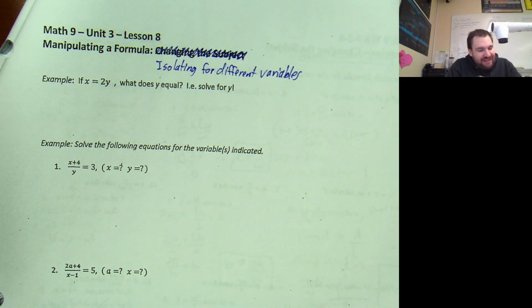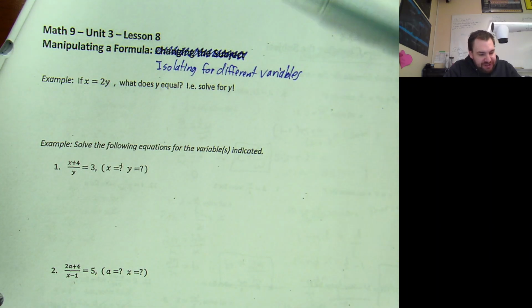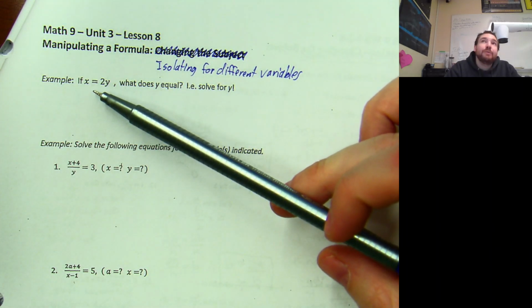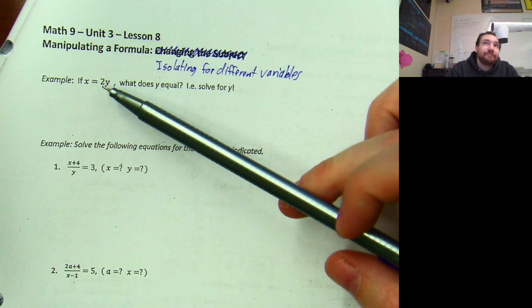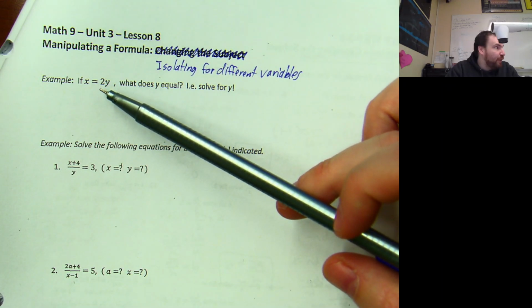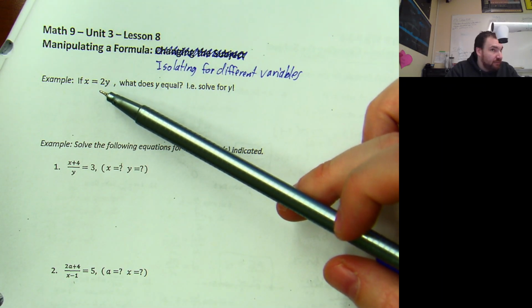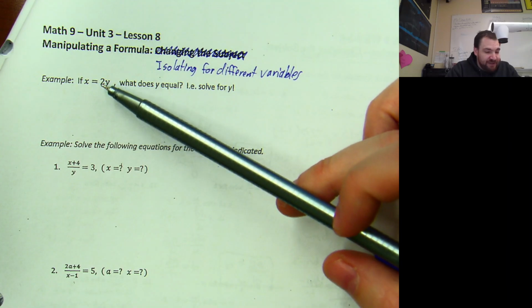So basically, this is exactly the same as what we've done already, except instead of having one variable that we're trying to solve for, there are several variables, and we can solve for any of them. In some cases, we're going to solve for all of them and just see what happens. So in this expression right here, I've got x equals 2y. This expression is already solved for what variable? It's already solved for x. X is what's isolated here.